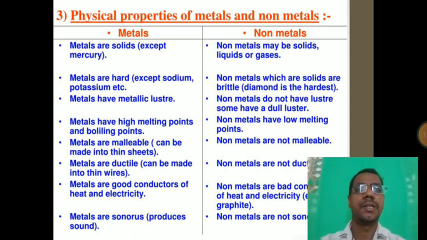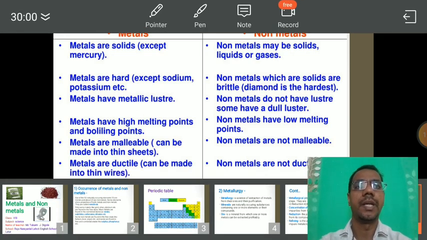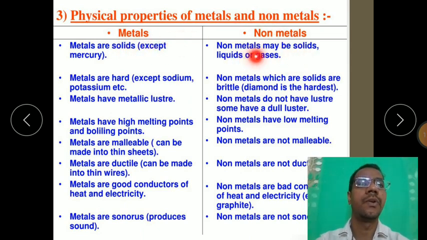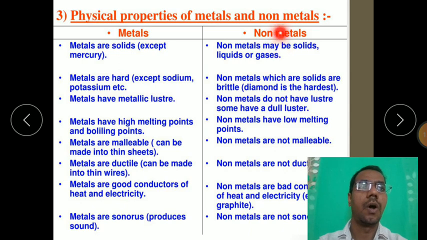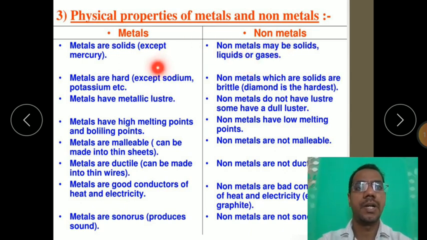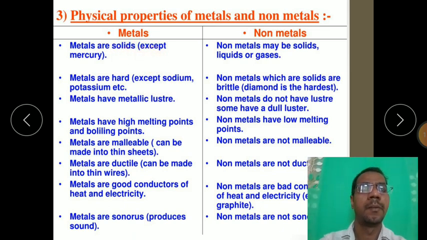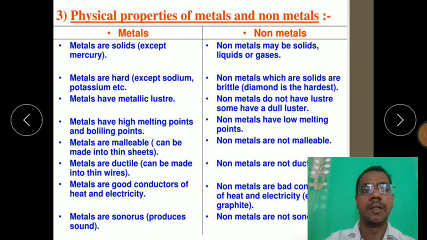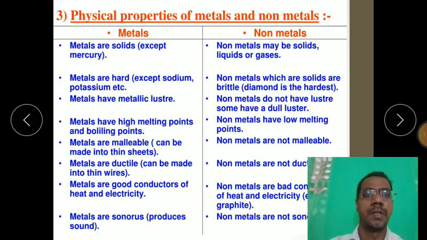But one exception is mercury. You can check here, mercury. But non-metals are either solid, liquid, or gases. It means all three states of non-metals are present, but metals are generally present in a solid state. But one exception is there, mercury. So in the exam there might be a question for 1 mark: tell me one metal which is present in a liquid state. Yes, mercury.